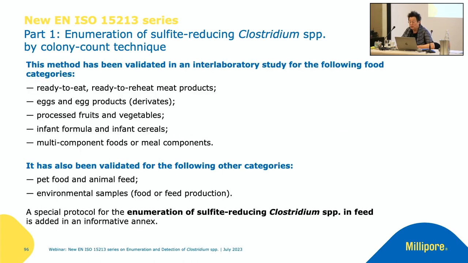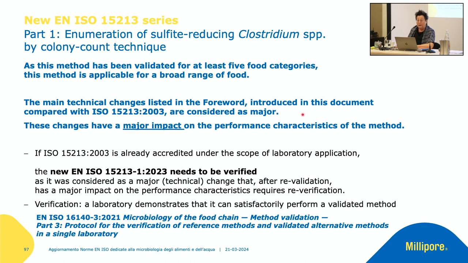So this part one was fully validated in ring trials from the working group with more than five categories. And also other categories, pet food and animal feed, and environmental samples from food and feed production. And we have also a special protocol for the enumeration from feed. So this method has been validated for at least five food categories. It is applicable and validated for a broad range of food. Very good, this was not the case before.